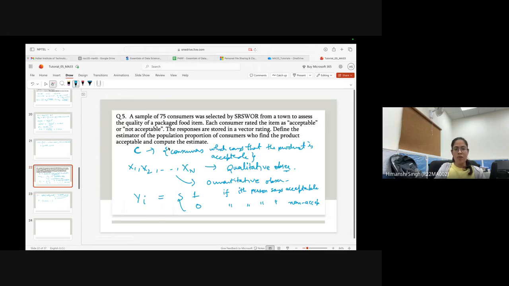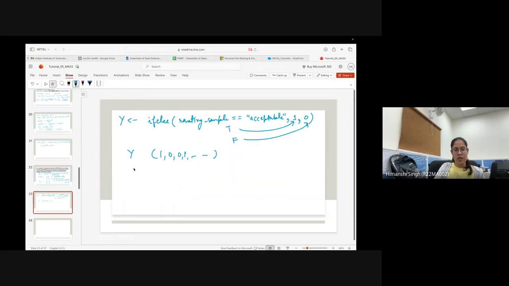Now I want to define the estimator of the population proportion. So if y1, y2, yn is the population, and this is basically the sample I'm constructing. If I would have known the whole population, what will be the estimator for the proportion of the acceptable thing? So it is 1 at each position, so the estimator will be what?